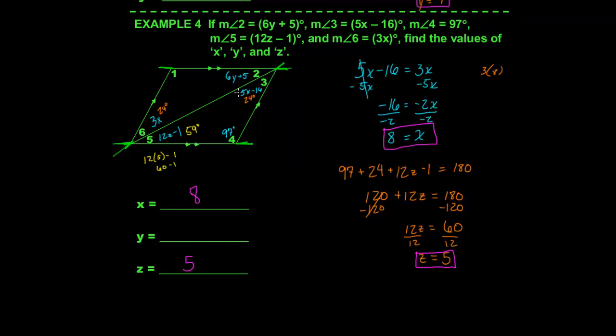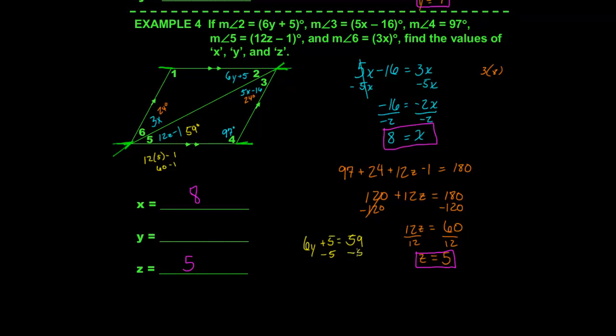And what can we say about y? Well, we know that 3 and 6 are alternate interiors, so they are congruent. So what about 2 and 5? 2 and 5 will also be alternate interiors. They will be on opposite sides, so they will be congruent. So in order to solve for y, you can have 6y plus 5 equals 59.